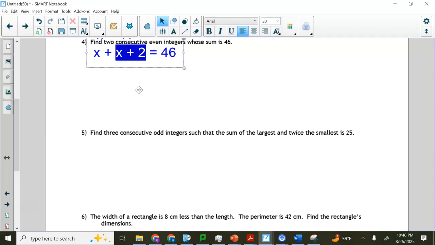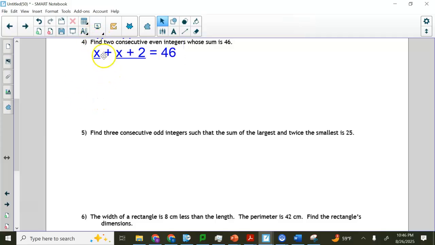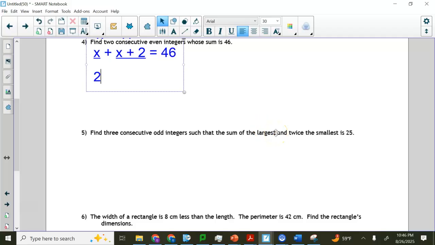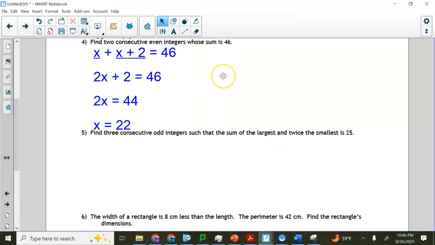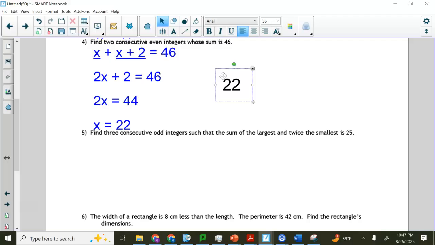So this is your second number. This is your first number. So no matter what I plug in there, if x is like 6, then this would be 6 plus 2, 8. So they're even integers that go right in order. All right, so if we solve that, we get 2x plus 2 equals 46. 2x equals 44. x equals 22. So again, we don't just want to know what is x, we want the 2 numbers, 22 and 24.